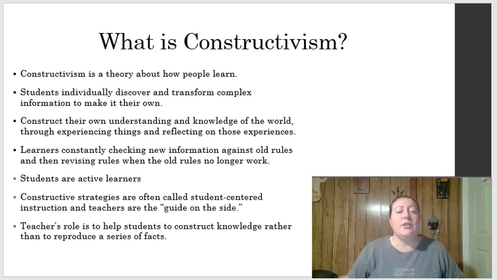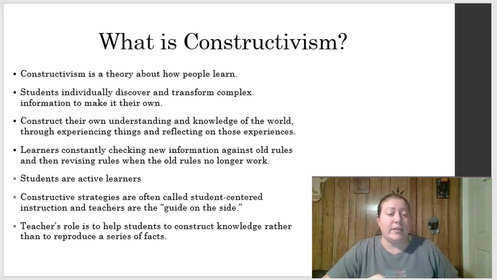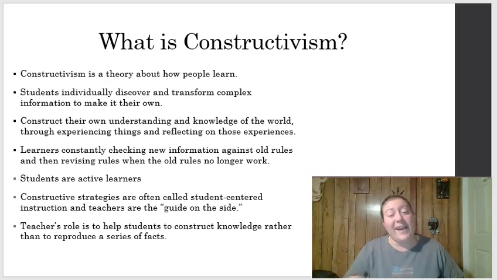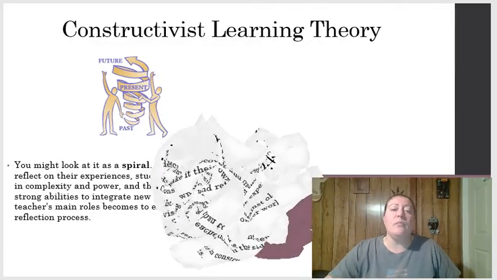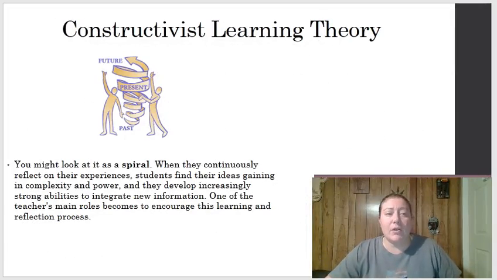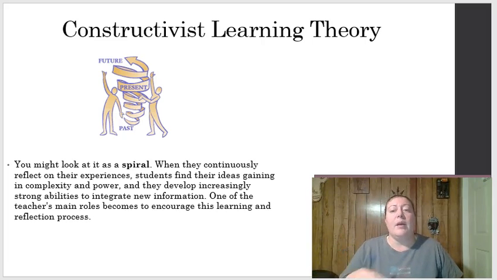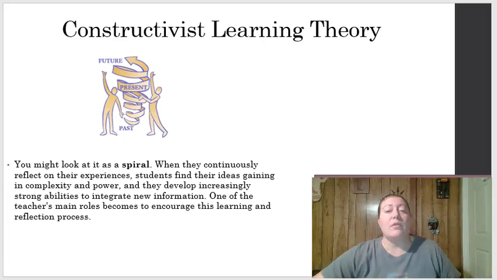In this theory, students are active learners. It's a student-centered classroom, and the teacher is the guide on the side or the facilitator. The teacher's role is to help students to construct knowledge rather than reproduce facts. Another way to look at it is a spiral. When students reflect on their experiences, they find that their ideas are gaining complexity and power, and they develop increasingly strong abilities to integrate new information. And that is the main role of the teacher, is to encourage this learning and reflection process.